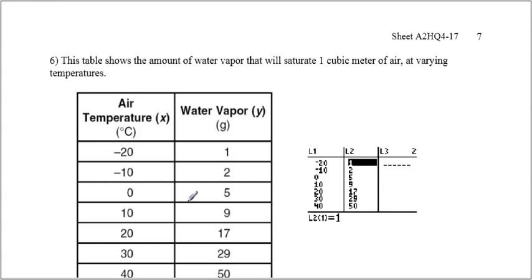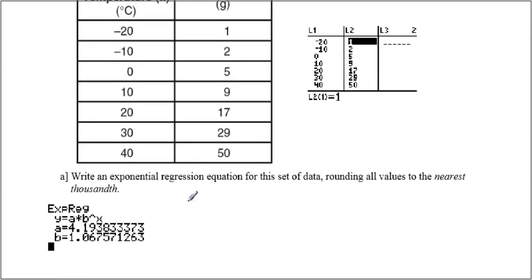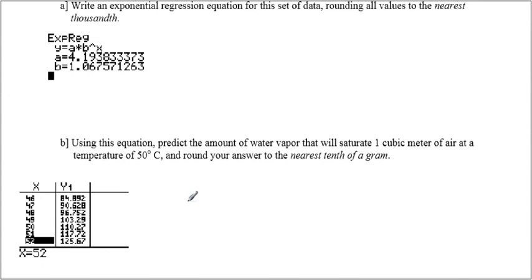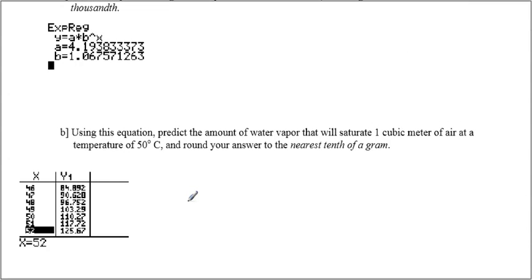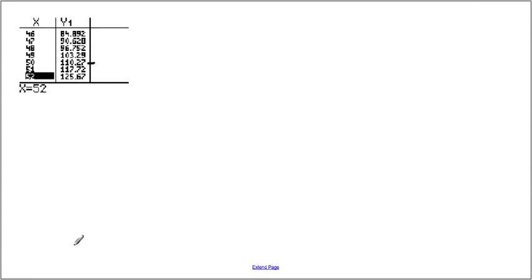And I believe this should be the last question. Here we go. We have our table. There's your exponential. Again, you can write that on your own. Using the equation, predict cubic meters for temperature 50. And that's the answer right there. And again, according to our table. Good. I'm running out of time.